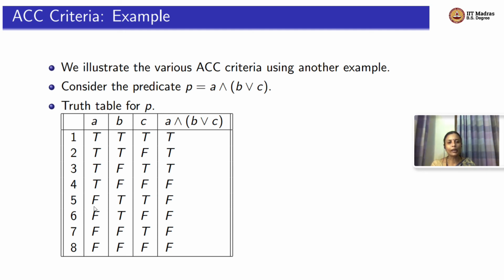And in rows 5, 6, 7, and 8, A happens to be false. So A and B or C, because of the presence of AND, and A is false in rows 5, 6, 7, 8, the whole predicate will return false. Is that clear? So this is how we write the truth table, and we use the truth table to work with active clause coverage criteria.